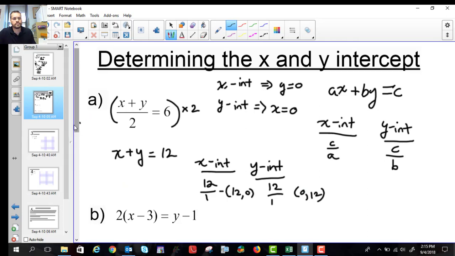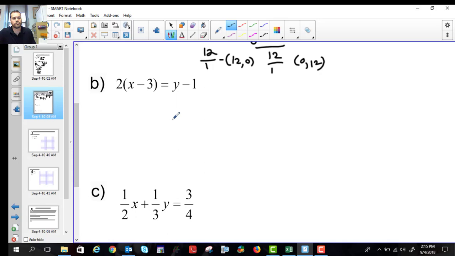As we move on, we can run into things like this, where we have fractions going away. We don't have any denominators here, but now we've introduced this little guy here, these brackets. So what we're going to do is multiply out the brackets first. We're going to go 2 times x and 2 times 3. So we get minus 6 equals y minus 1.